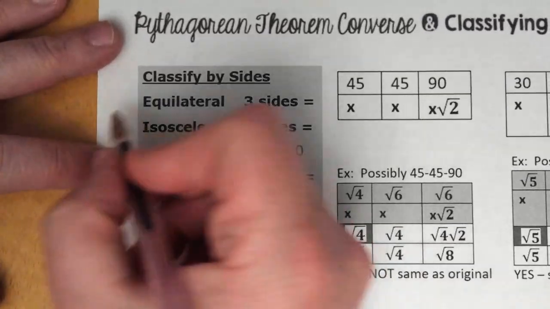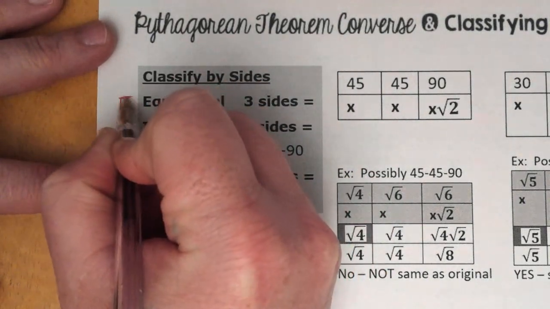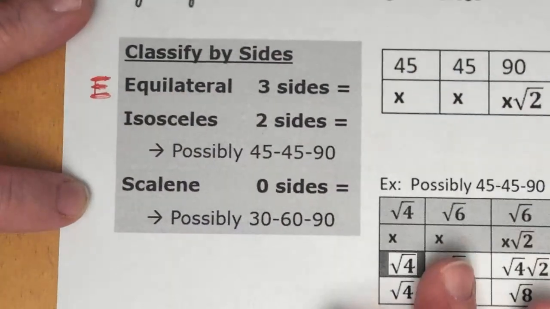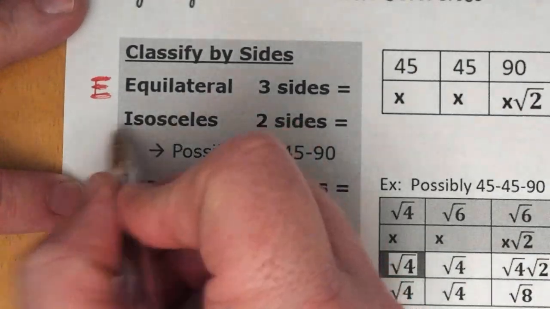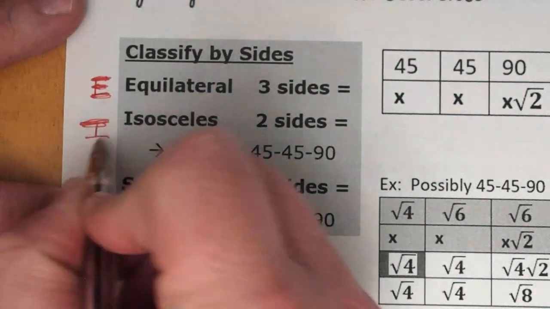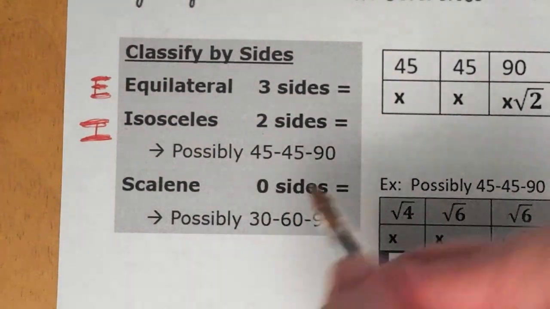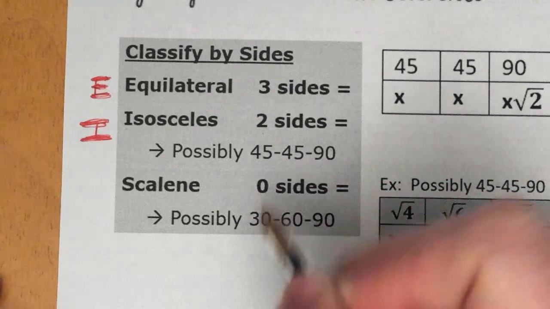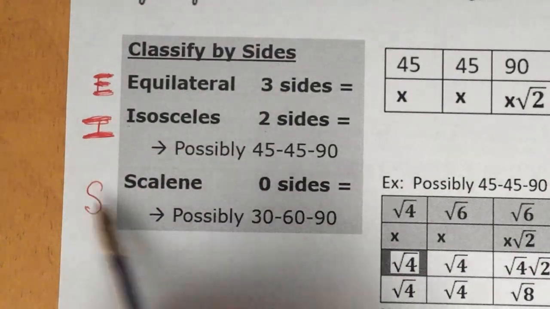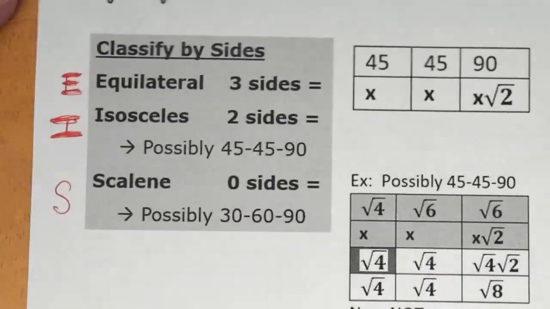And the way you can remember that, the letter E, if you make the E, you have 1, 2, 3 horizontal lines. And that means 3 sides are equal. It's a good way to remember. Isosceles, if you write down the letter I, you have 1, 2. That is 2 horizontal lines to write the letter I. And that's why there are 2. And scalene, there are 0 horizontal lines. So that is 0 sides. That is a wonderful way to remember this.